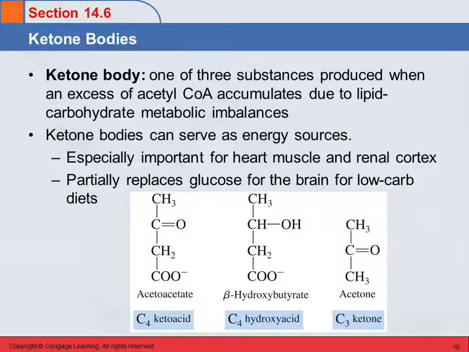These are substances produced when you've got extra acetyl-CoA that's accumulating because your body can't send it to the citric acid cycle because it's got a lipid-carbohydrate imbalance. Ketone bodies were originally thought to be just degradation products and not actually beneficial. But now we know that they actually serve as energy sources. They're especially important as energy sources for heart muscle and the renal cortex. Those parts of your body can use ketone bodies very well.